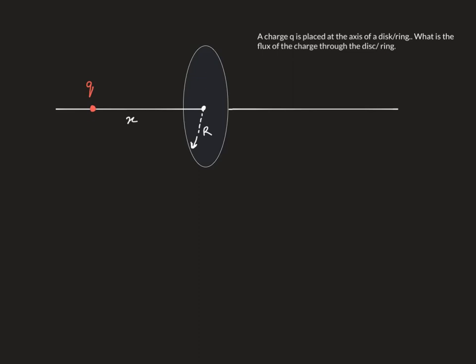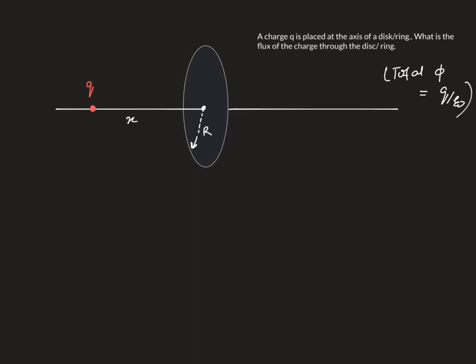So this charge has a flux that is going out in all directions. So the charge must have a flux. The total flux is all we know. We always know that. What is the total flux? There is no denying that, the total flux is q by epsilon naught. So that is not something that we care about. What we are interested in is: what is the flux of the charge q through this disk or ring, whatever you like to call it?